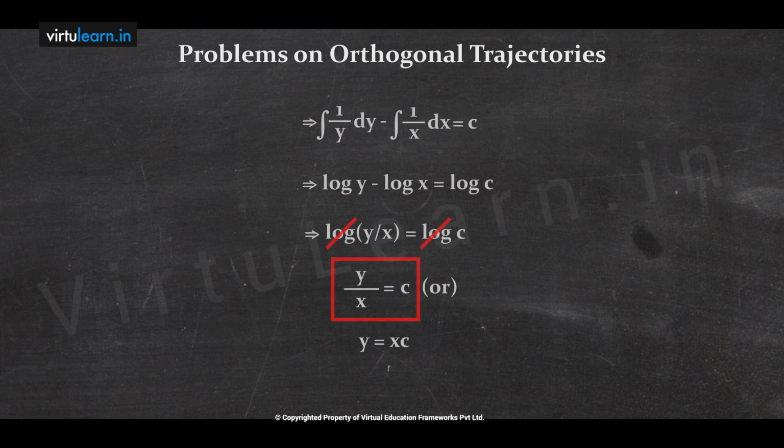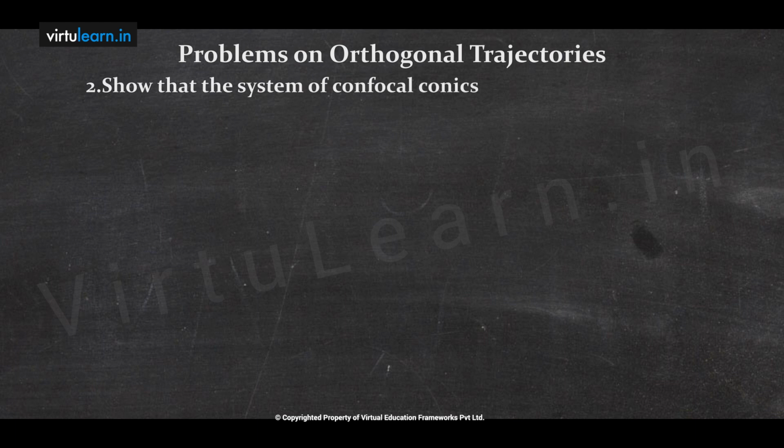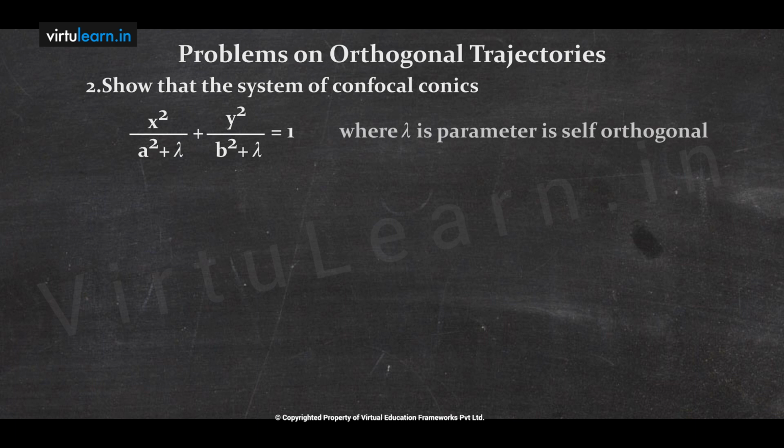Now the second problem on orthogonal trajectories. Show that the system of confocal conics x square by a square plus lambda plus y square by b square plus lambda equals 1, where lambda is the parameter, is self orthogonal.